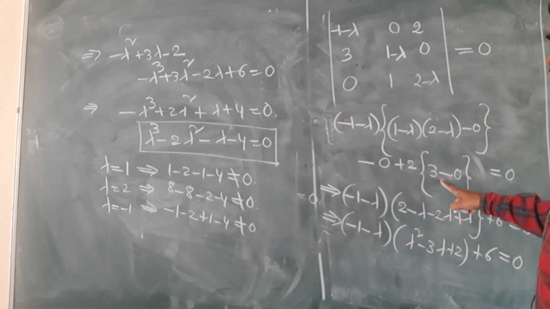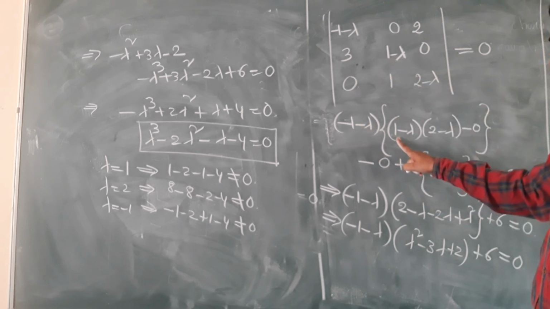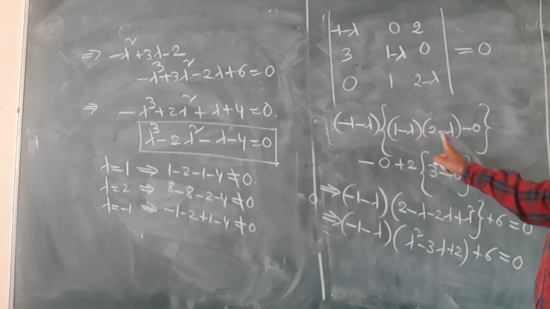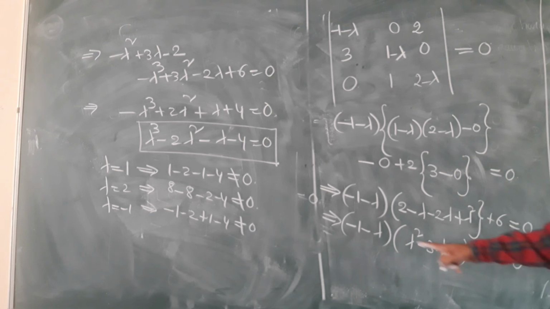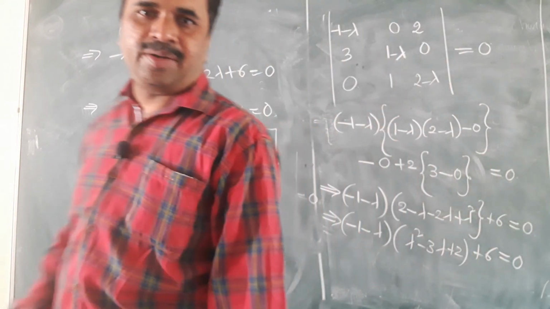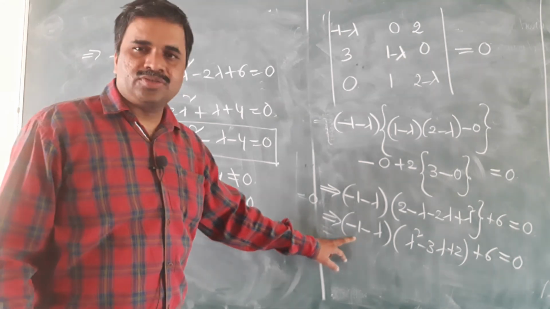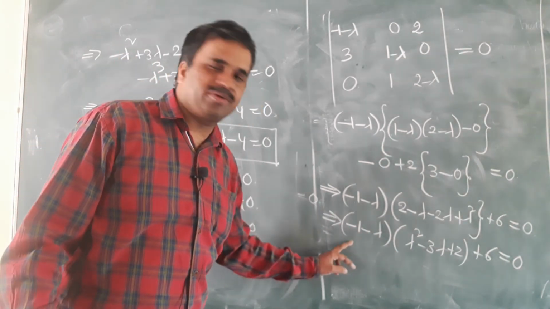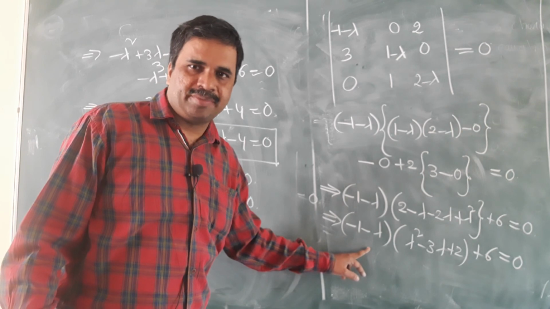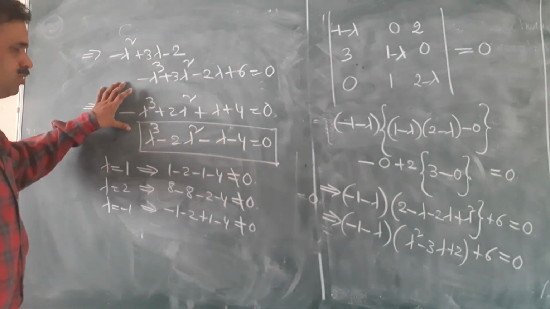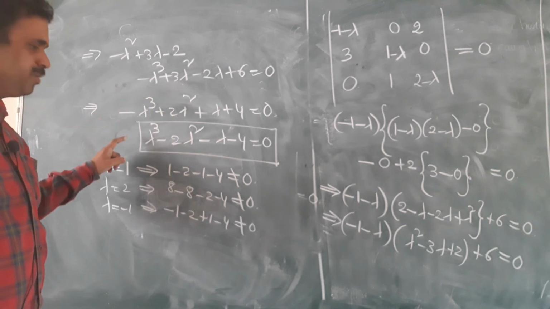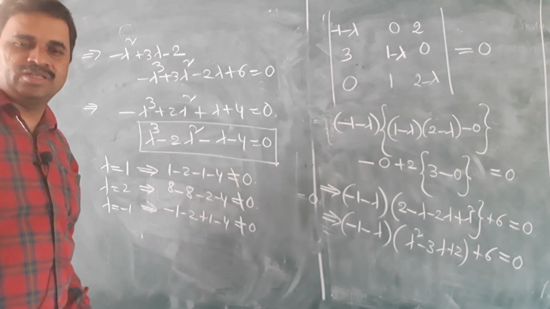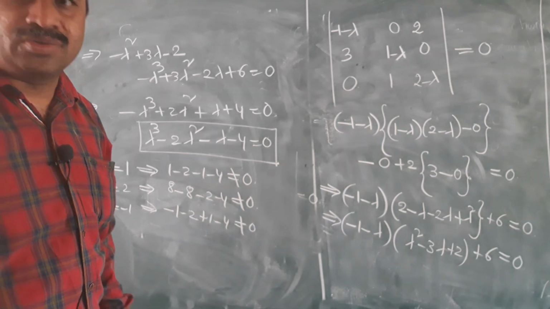So 3 we got. Minus 1 minus lambda, multiply: 1 times 2 is 2, minus lambda, minus 2 lambda, plus lambda square, plus 2 times 3 is 6. The whole quantity I have to multiply by minus 1 and minus lambda. We got a polynomial of degree 3. I tried a number of times but I am not getting any roots.